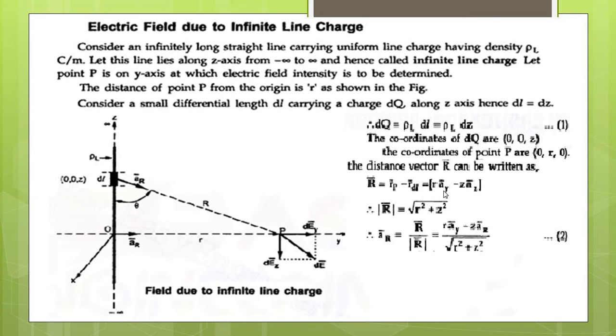So vector R is equal to Rp minus Rdl. Here we need to write the unit vectors also. Rp is r into ay minus z into az. From this we write the magnitude of R: just take the coefficient terms, square them and take the square root. So the unit vector aR is equal to the vector R divided by its magnitude. Vector R is r ay minus z az, and the magnitude is square root of r square plus z square.